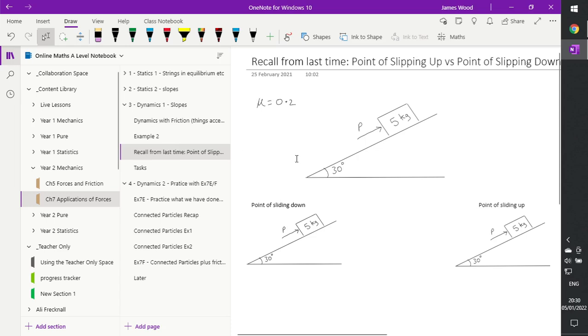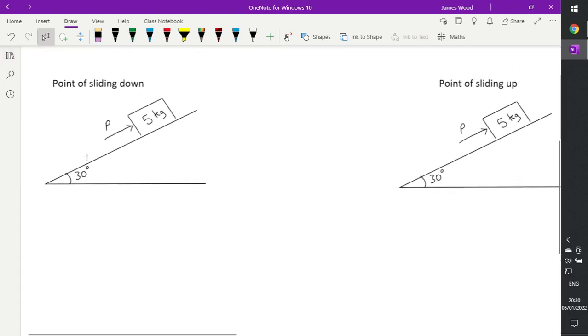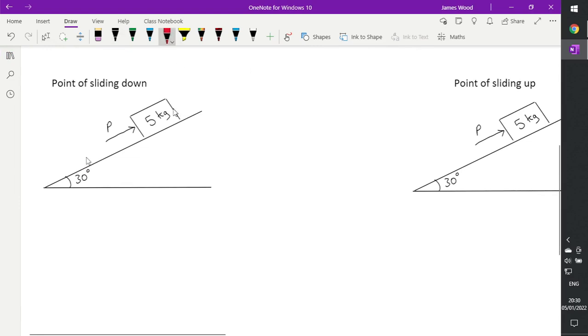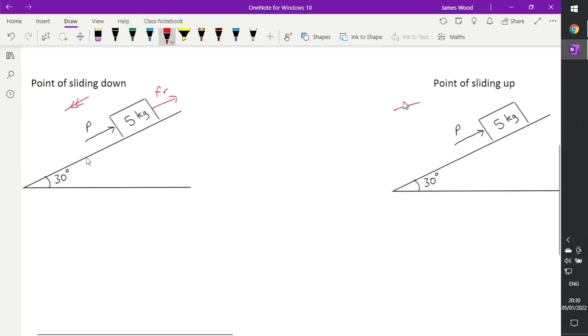Okay. Before we have a go at some questions, just want you to remember what we talked about last lesson, about things when they're on the point of slipping. If it's on the point of sliding down, so the box wants to move down, that means that friction must be acting up. It's on the point of sliding up, so it wants to move up, so friction must be acting downwards, like this. And we discussed how this force of P here would need to be much bigger because of that. Because here friction is helping you, and here you're trying to work against friction, essentially. So some of the questions do touch on that again.